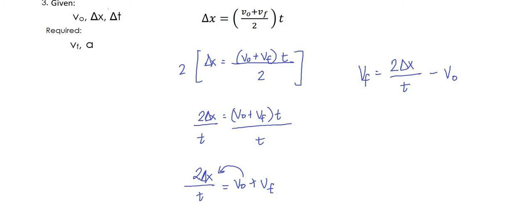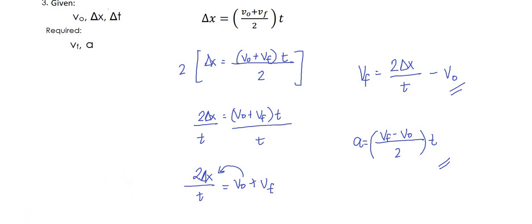For acceleration, of course, you can just use the formula for acceleration. You have acceleration is equal to your final velocity minus the initial velocity over time. So we can solve for it. Or if you want to, you can derive it from other equations also.